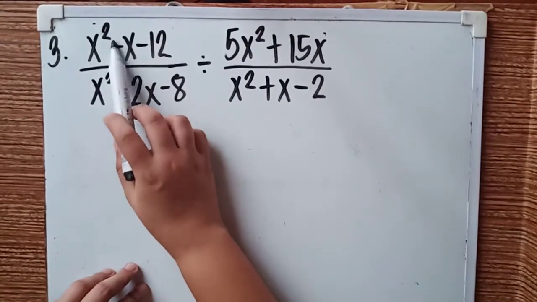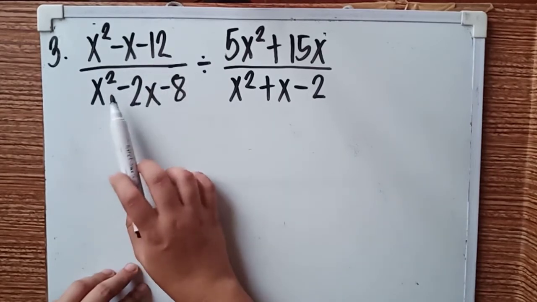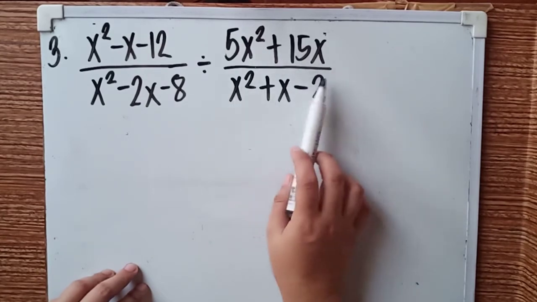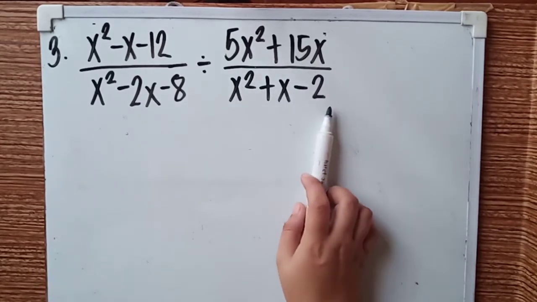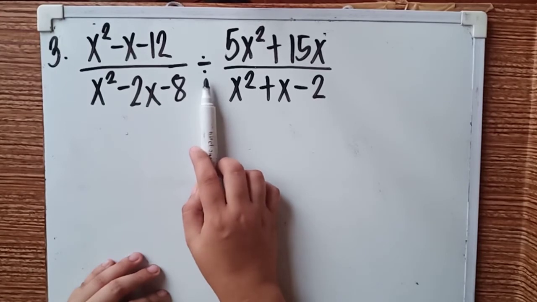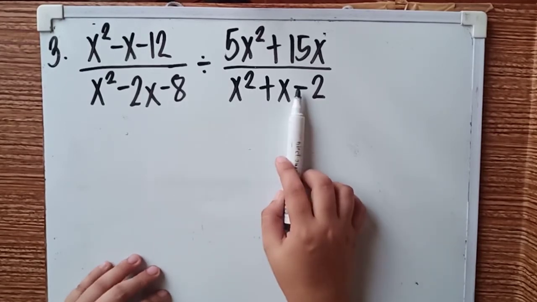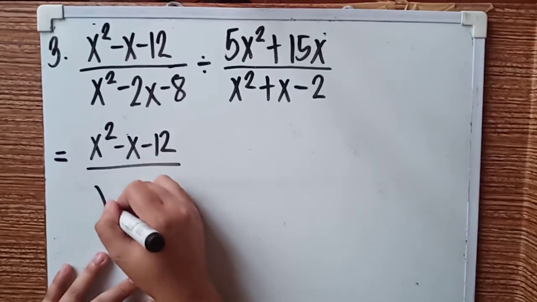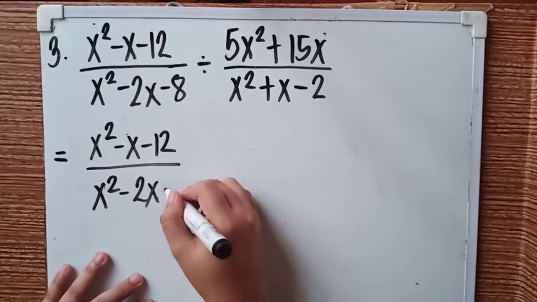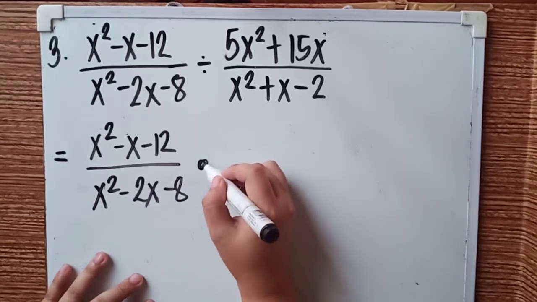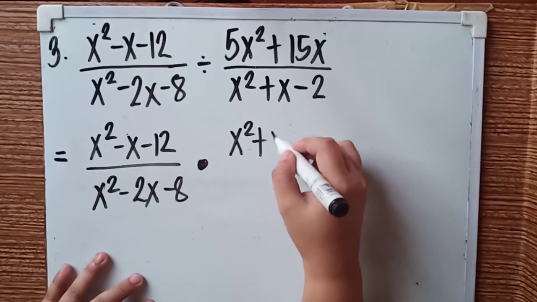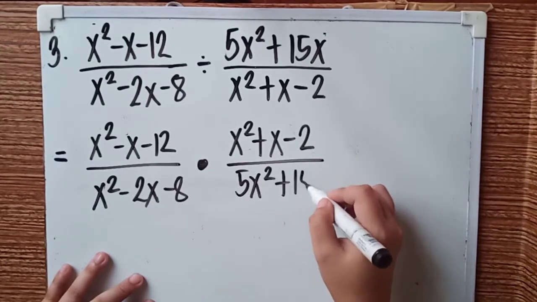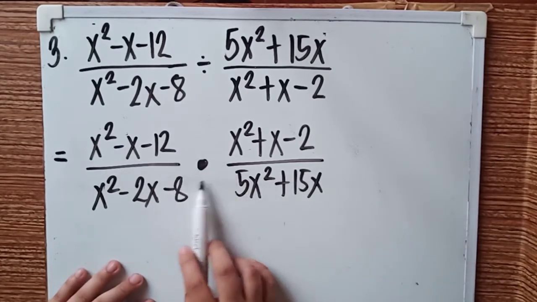Example number 3. X squared minus x minus 12 over x squared minus 2x minus 8 divided by 5x squared plus 15x over x squared plus x minus 2. Change the operation to multiplication and write the divisor to its reciprocal form. X squared minus x minus 12 over x squared minus 2x minus 8 times x squared plus x minus 2 over 5x squared plus 15x. The operation now is multiplication.